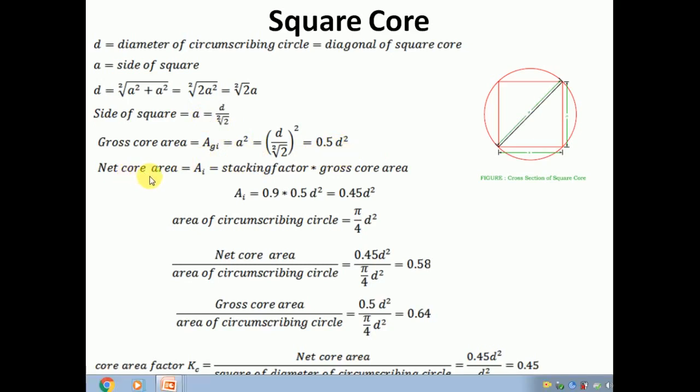This is just like how we have found the net iron length in one of our previous video sessions. That is, we have determined the net iron length considering slotting as 0.9 times the total length of the iron. Similarly here also, net iron area or net core area can be found out by multiplying the gross core area with the stacking factor, and the value of stacking factor will generally be 0.9. So from here we will be getting the net core area, which is represented as Ai equal to 0.45 d square.